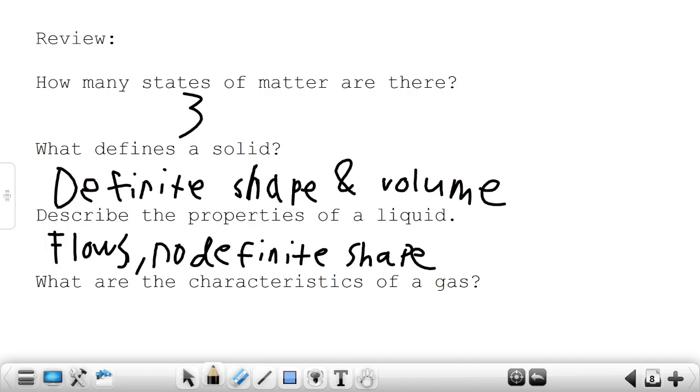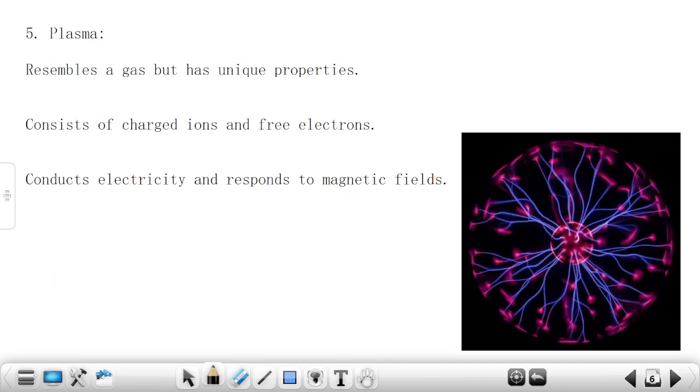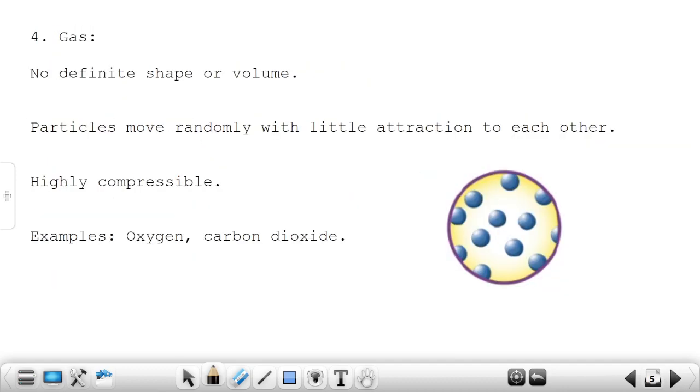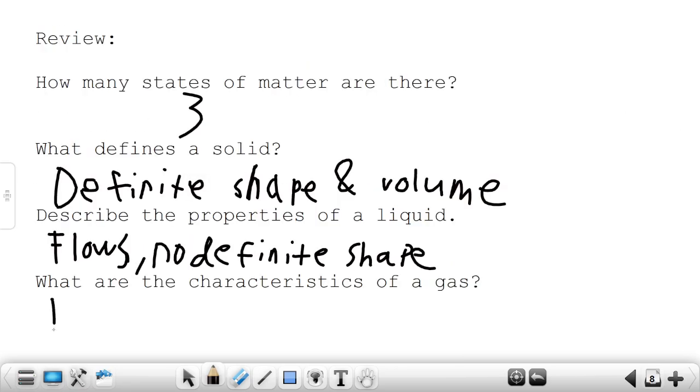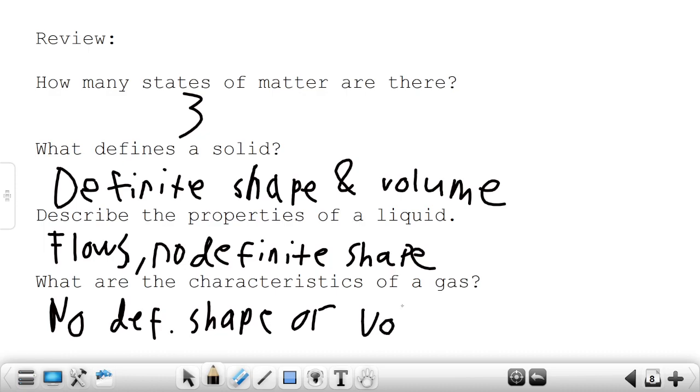So, what are the characteristics of gas? Well, like we discussed, and we can go back to that page. No definite shape or volume is the main thing you need to know. So that's all you need to know about states of matter for at least this unit. And again, we'll cover it more in the states of matter unit. That's all you need to know.